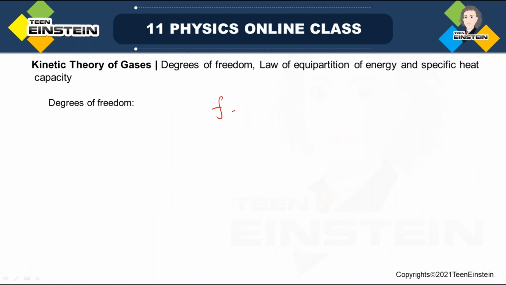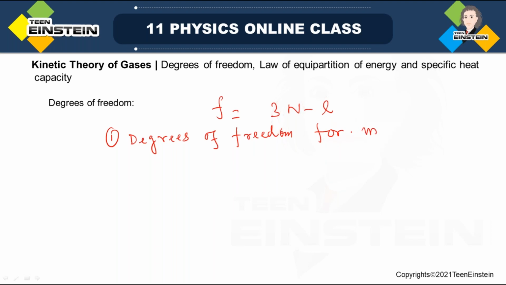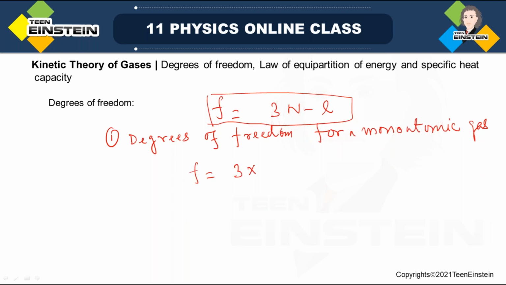F is equal to 3N minus L. Suppose I want to know the degrees of freedom for a monoatomic gas. So how to apply this for a monoatomic gas? Suppose it is a motion in space. So F will be 3 into 1, since mono means 1 atom, and minus L.